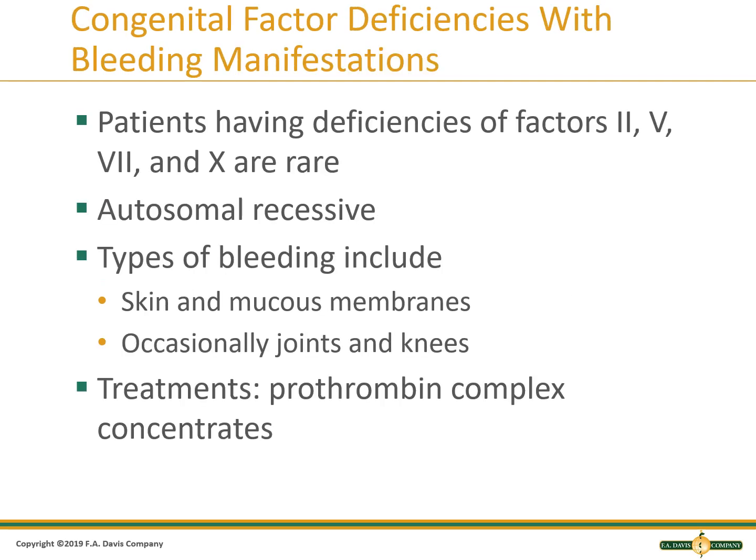Congenital factor deficiencies with bleeding manifestations are patients that are having deficiencies of factors 2, 5, 7, and 10, which are all rare. They're autosomal recessive. The types of bleeds that may occur with these factor deficiencies are skin and mucous membranes, and occasionally with the joints and knees. Treatment for this type of deficiency would be prothrombin complex concentrates.